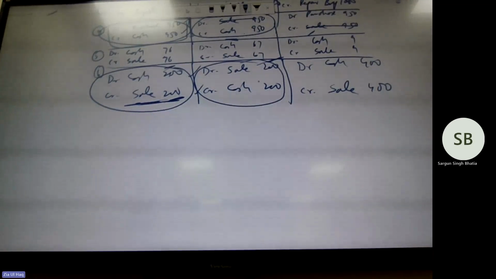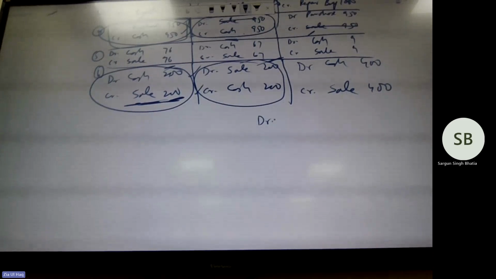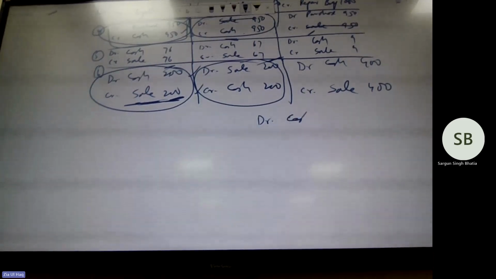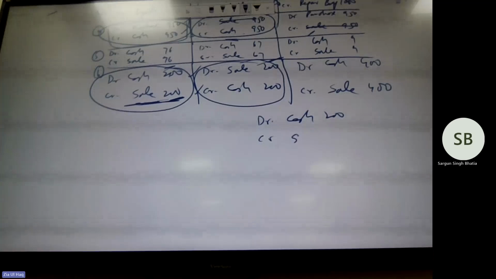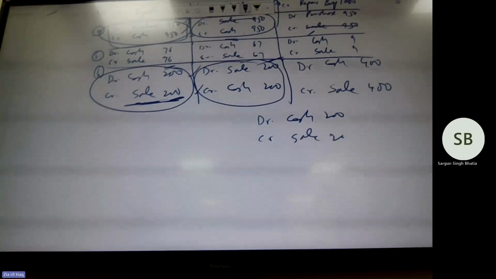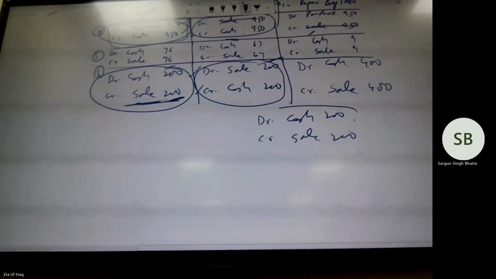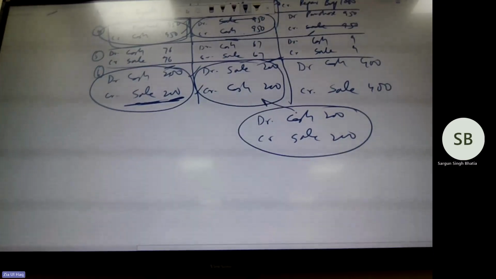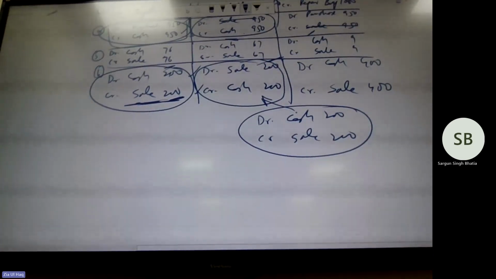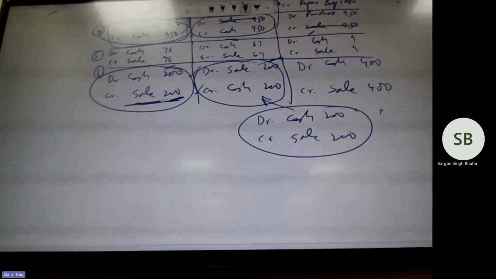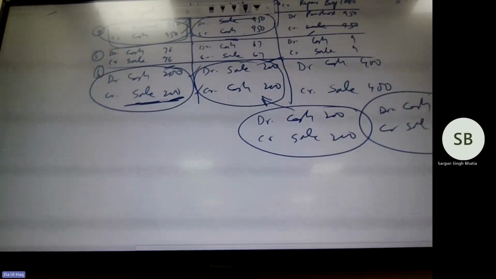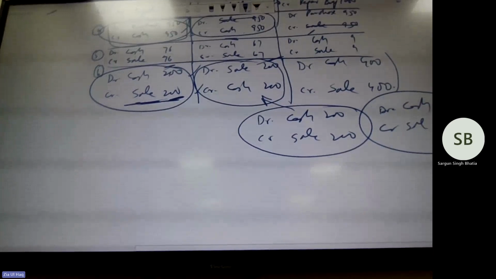It's like that. First, we need to correct this entry. How can we correct this? Debit cash with 200 and credit sale with 200. Through this entry we have reversed the effect of this. Now we need to record the correct entry again. What is the correct entry? Again, debit cash and credit sale with 200. Instead of passing these two entries, we have passed one entry.